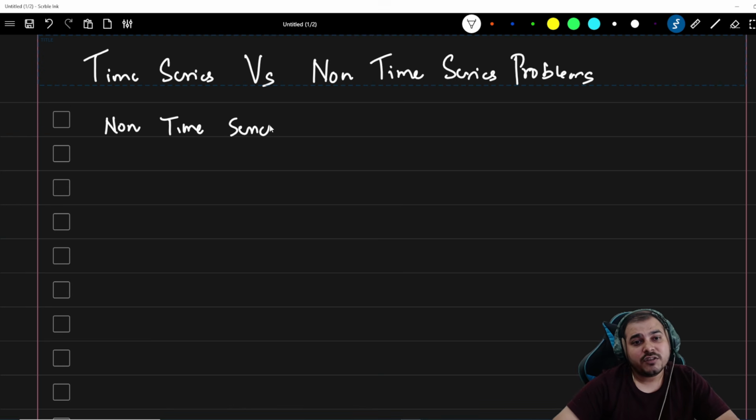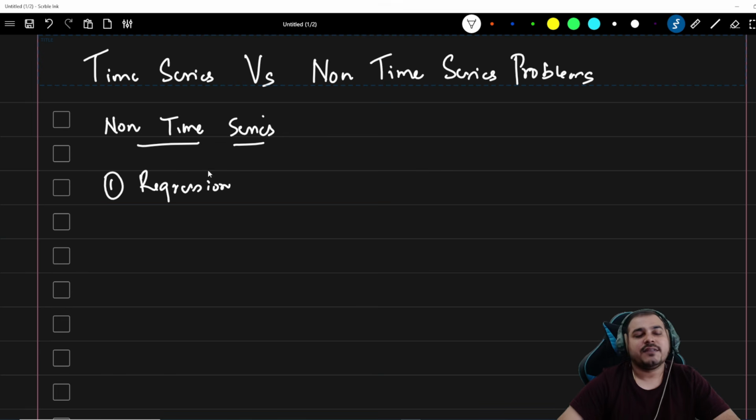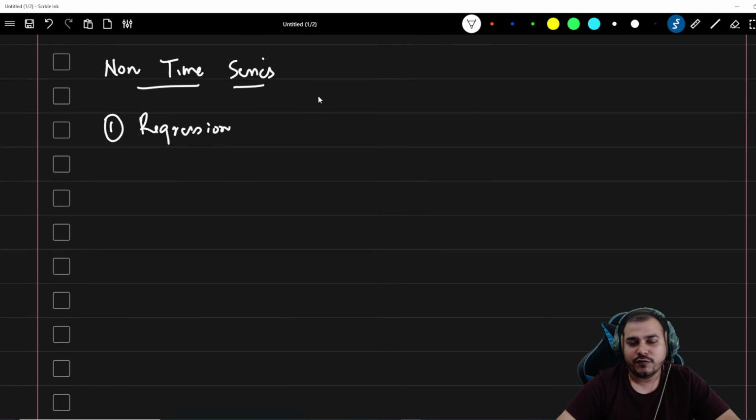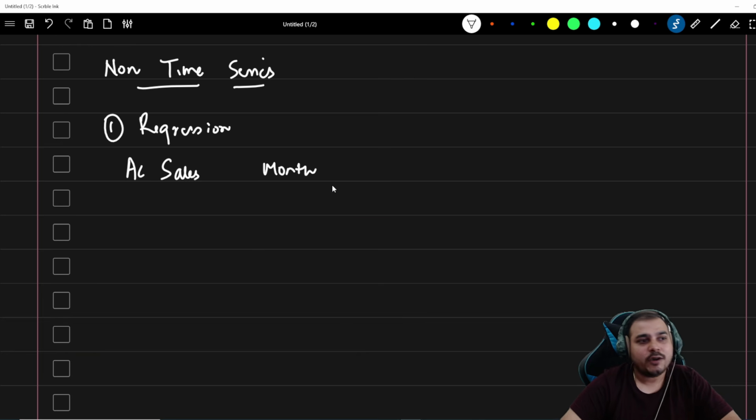Now, in non-time series problem, if I take an example, let's say regression, okay? And suppose I have a specific use case. Let's say I have two features. The first feature is the AC sales, right? Air conditioner sales. So I have this one feature, and the next feature is basically the month along with year. Okay, so probably it may be Jan 2021, Feb 2022, like that.